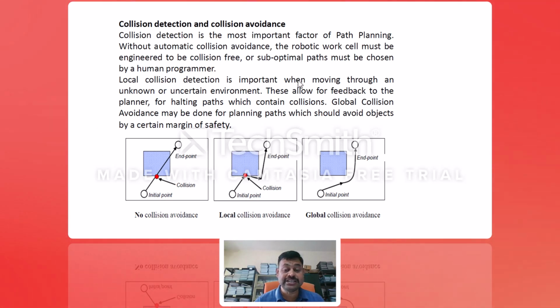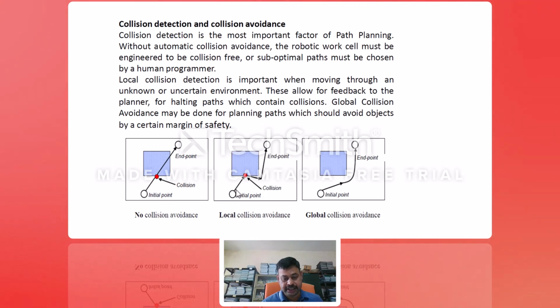Local collision detection is important when moving through an unknown or uncertain environment. It allows feedback to the planner and halting of a path which contains a collision. Global collision avoidance may be done by planning a path that avoids the object. Something will be local and global, or no collision. For example, without collision avoidance, you have an initial point and an end point, and in between there is an obstacle. From the initial point it will make a collision, and then continue. Normally we should avoid this. So there is the case without collision avoidance, and the case with collision avoidance.